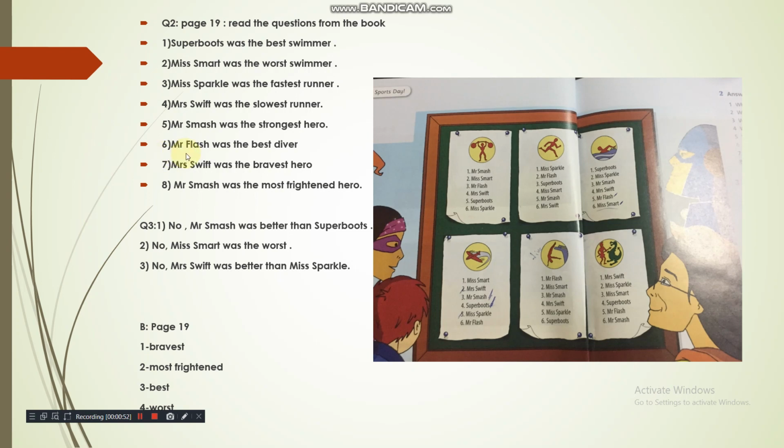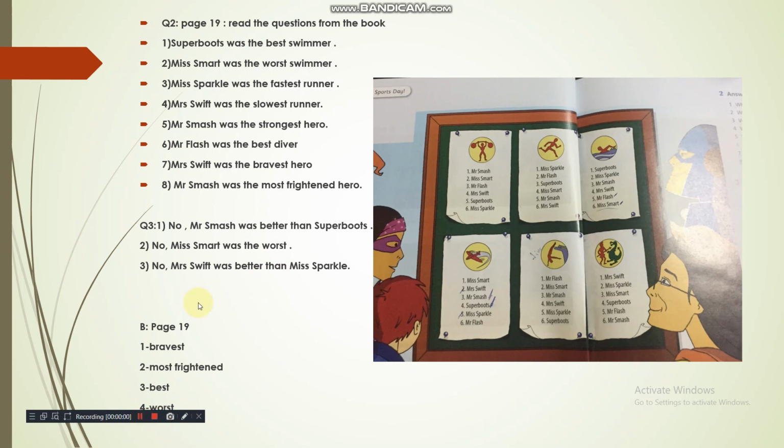Number 6. Who was the best diver? Mr. Flash was the best diver. Number 7. Who was the bravest hero? Mrs. Swift was the bravest hero. Number 8. Who was the most frightened hero? Mr. Smash was the most frightened hero.